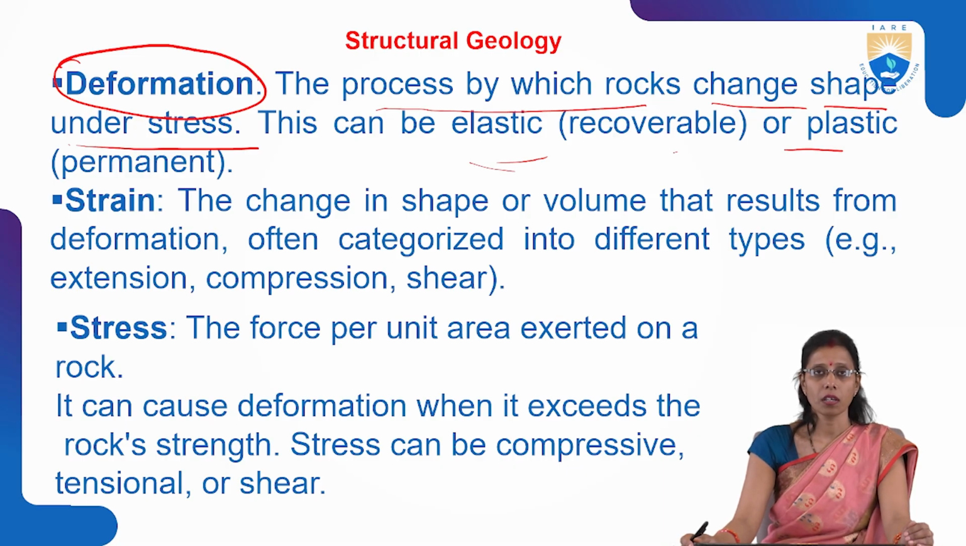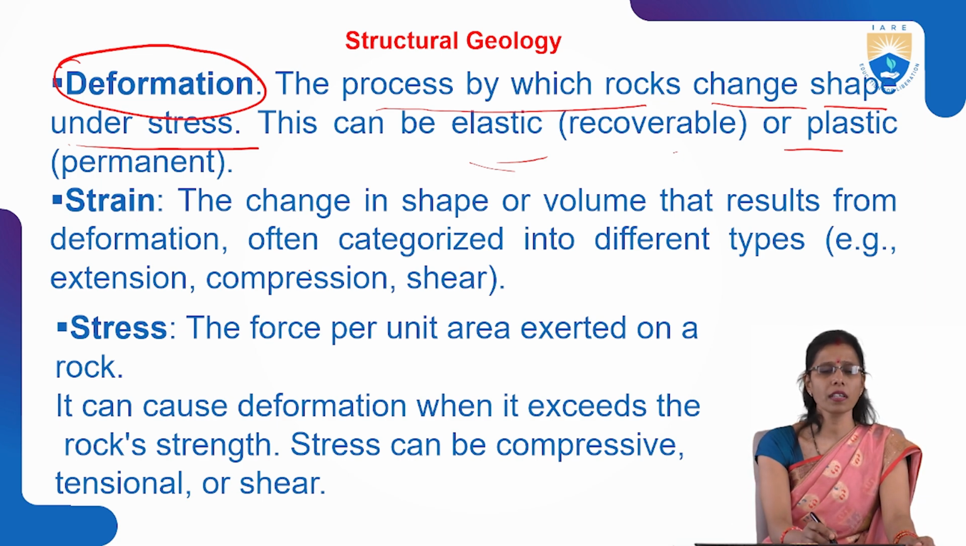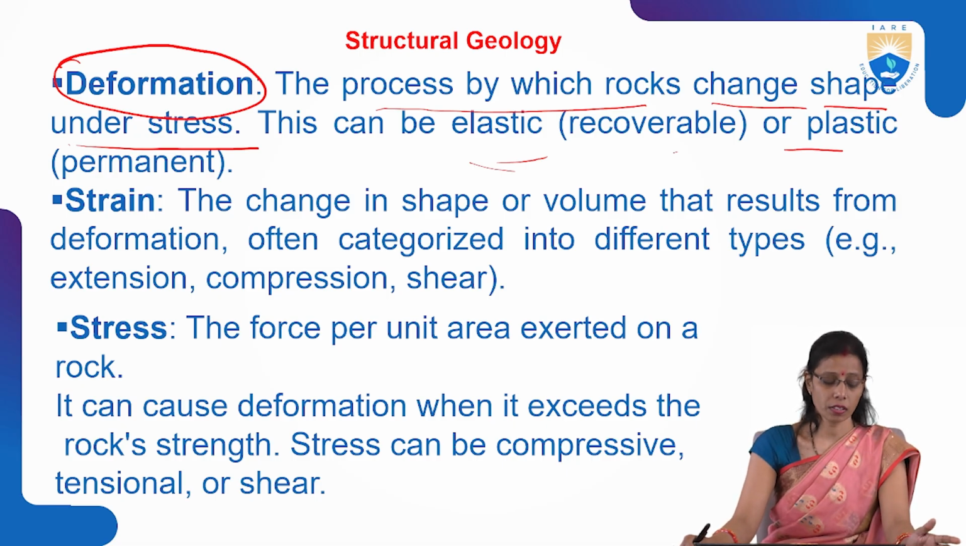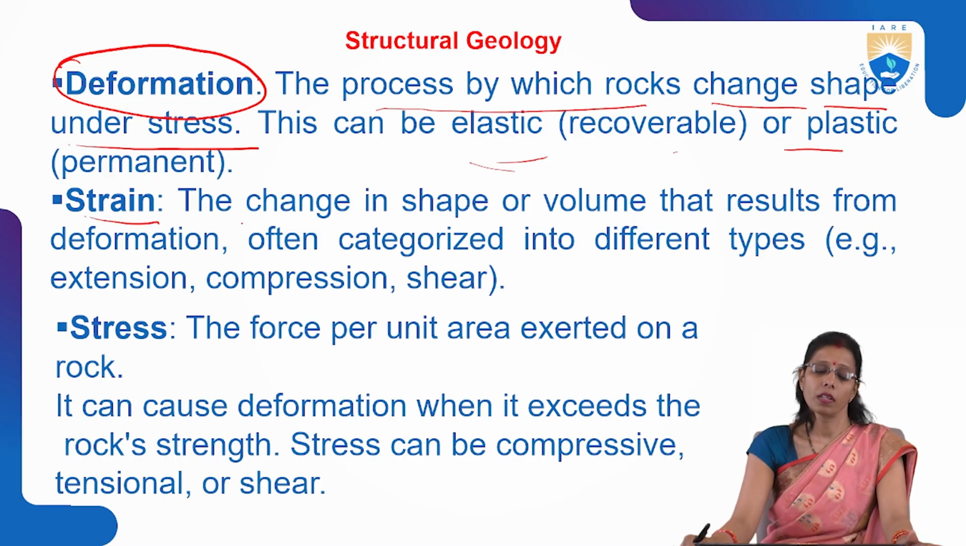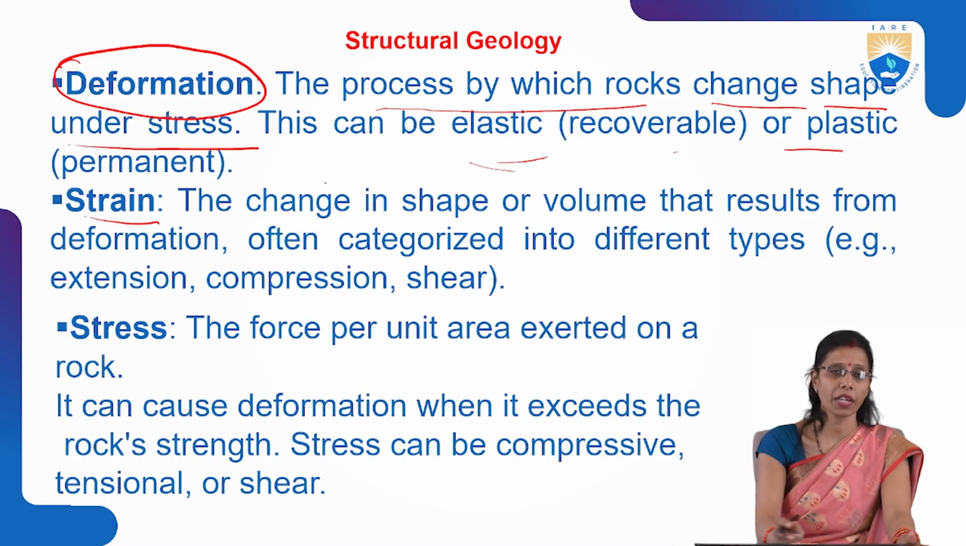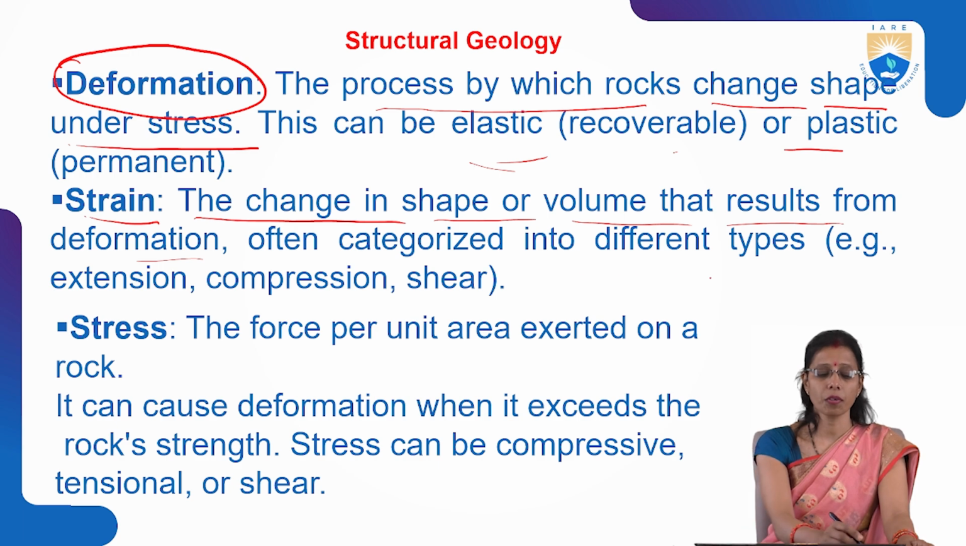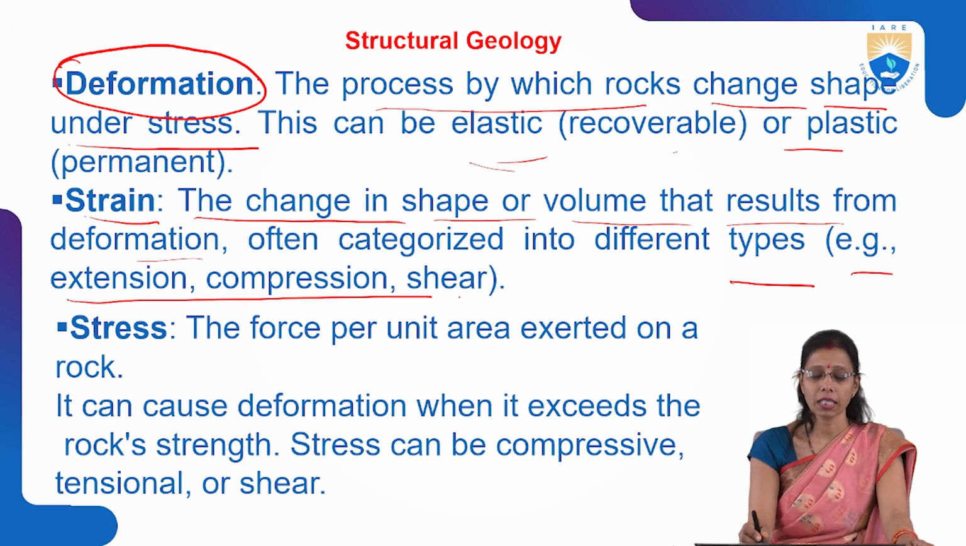When a rock is in its normal form, it may change its shape due to the deformation process, either due to heat and pressure conditions or tectonic movements. As we know, tectonic movements occur from time to time, and the plate boundaries are moving continuously. When they collide with each other, these kinds of conditions happen, and deformation occurs on the surface of the ground. Now here we have strain. Strain is a change in shape or volume that results from deformation, often categorized into different types, for example extension, compression, and shear.